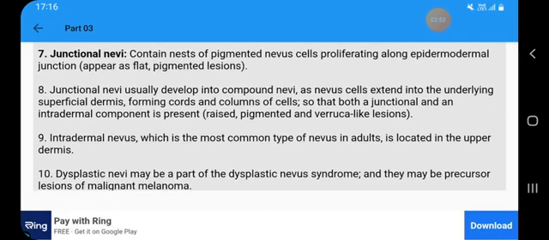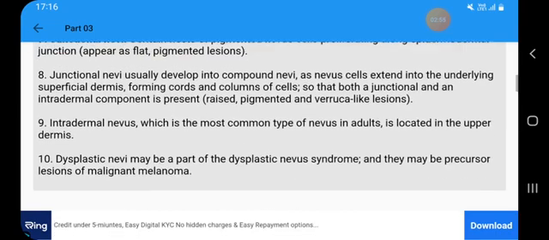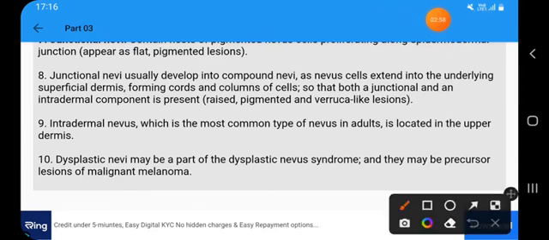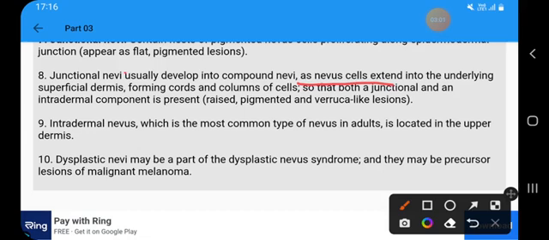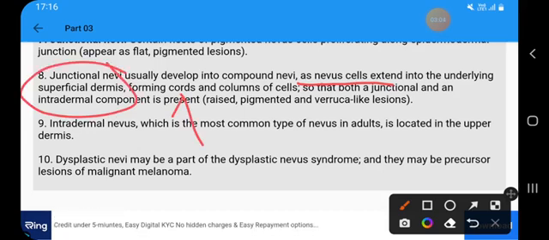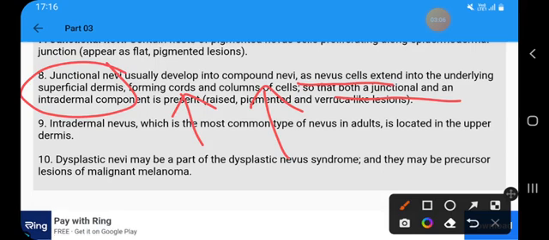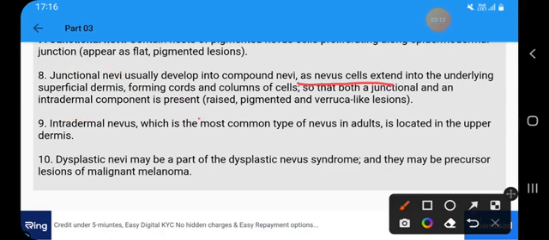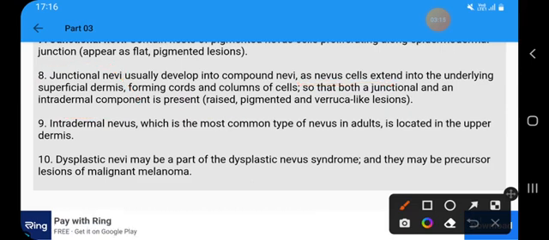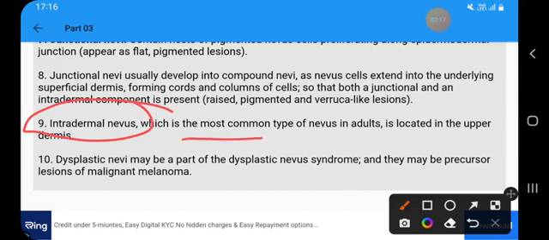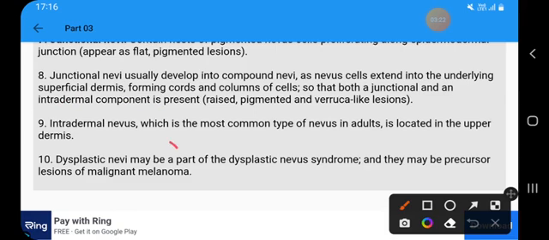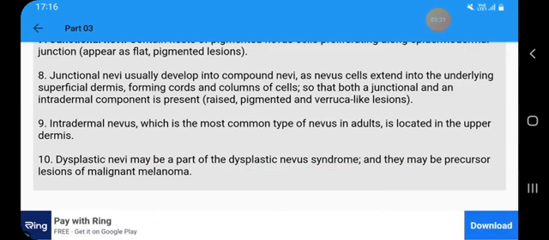Junctional nevi usually develop into compound nevi as nevus cells extend into the underlying superficial dermis following columns of cells, so that both junctional and intradermal components are present. These are raised, pigmented, verruca-like lesions. Intradermal nevus is the most common type of nevus in adults, located in the upper dermis. Then dysplastic nevi may be a part of dysplastic nevus syndrome and may be precursor lesions of malignant melanoma.